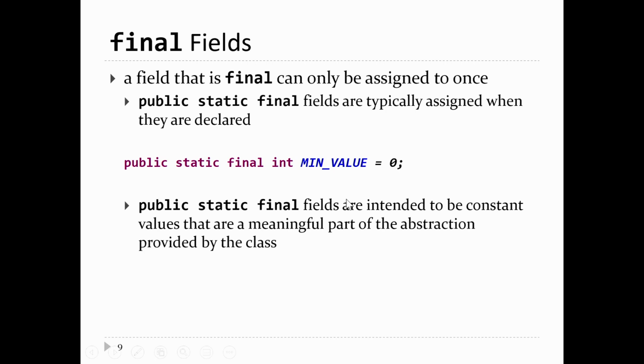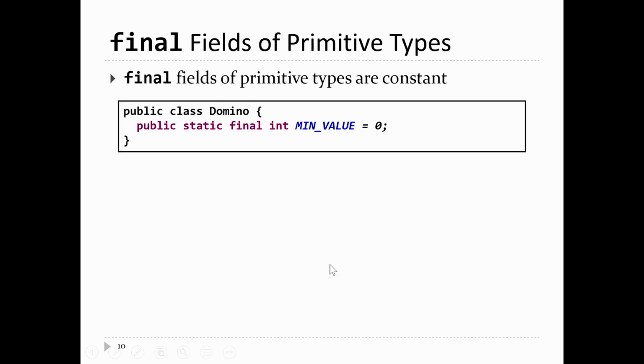So a public static final field is actually a constant if it has a primitive type. Whenever you see a public static final field in a class, number one, it'll be documented because it's public. Two, it's supposed to be a constant. And it's supposed to be something that's meaningful to the class. Min value is meaningful to the domino class. It's the smallest domino value. Pi is meaningful to the math class. It represents the value pi. So if you have a final field of primitive type, it's a constant.